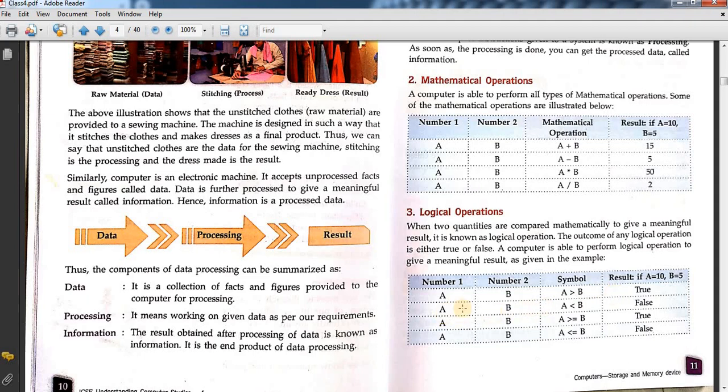Next, if we are checking if A is less than B or not, and the values are the same, that is A is 10 and B is 5, in that case the output will be false because 10 is not less than 5. Some more logical operations are there, like A greater than or equal to B or not, A less than or equal to B or not. These are all logical operations. We are checking the values of the two numbers or data.